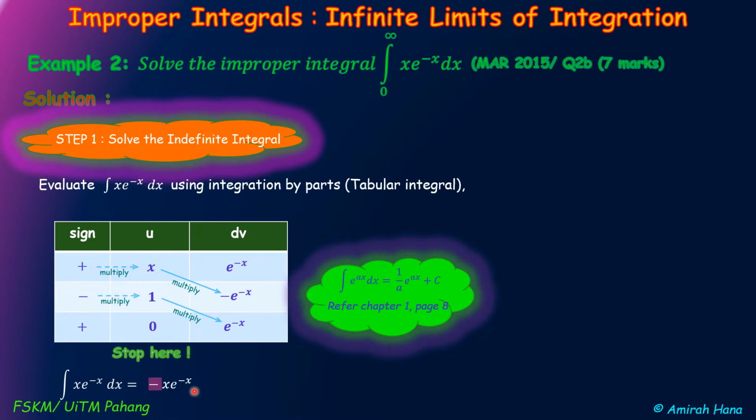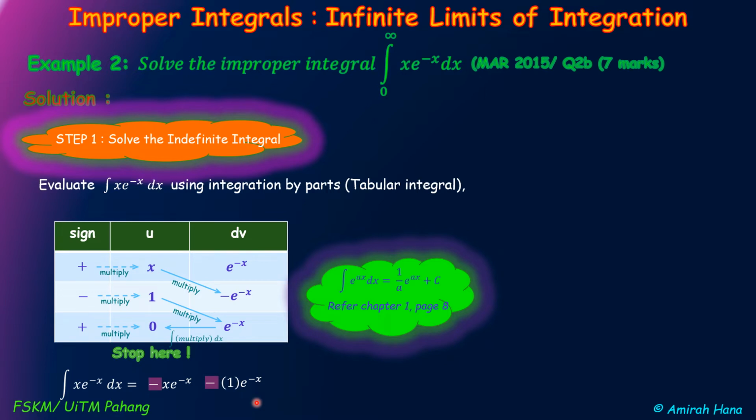And then we multiply the sign: negative, positive times positive. Negative, positive, positive. So the sign is negative. And then we multiply the function, 1 times e to the power of negative x here.